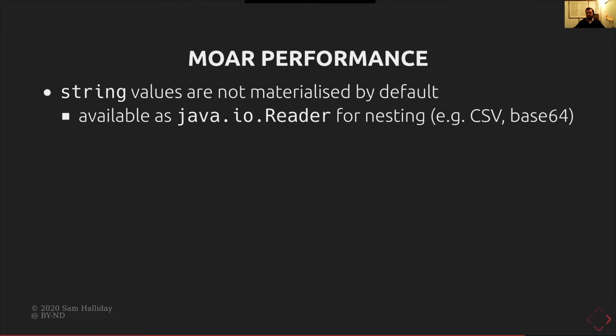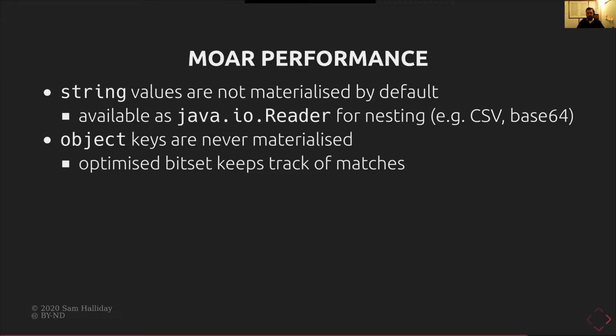We just expose it straight through, and there's no memory allocation whatsoever. Every single character at a time is passed through to the nested decoder. Object keys, we don't even materialize the strings of object keys. We've got a fast bit set that keeps track of matches. It's basically a super optimized state machine, which means we're not using regular expressions or anything. It's really just optimized for looking for string matches, and that can be orders of magnitude faster, and zero memory allocation as well.